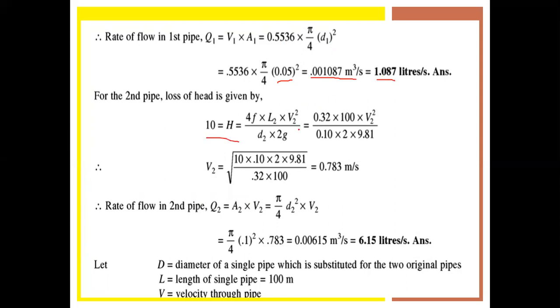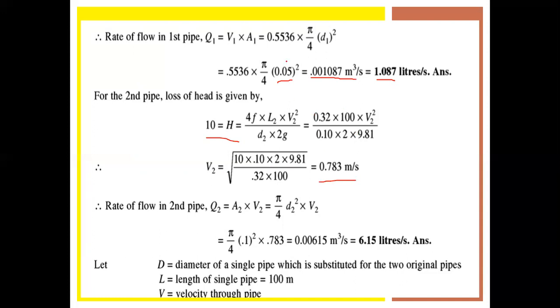For the second pipe, the loss of head 10 is equal to 4f L2 V2 square by D2 into 2G, that is 0.32 into 100 into V2 square divided by 0.10 into 2 into 9.81. Therefore, V2 is equal to root of 10 into 0.10 into 2 into 9.81 divided by 0.32 into 100, that is equal to 0.783.